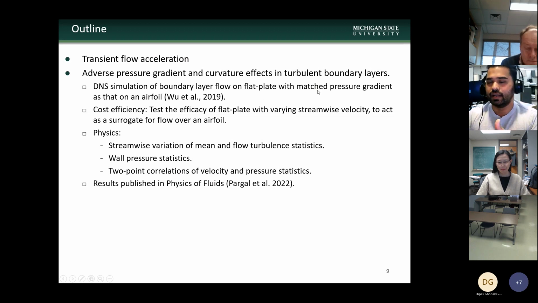That is, we carry out direct numerical simulations on a flat plate with matched pressure gradient on an airfoil. With matched pressure gradient, we basically pinpoint the curvature effects which are present in the airfoil, right? And to do it in a cost-efficient manner, which I'll discuss, I calculated the streamwise variation of mean and turbulent flow statistics, wall pressure statistics, higher order correlations, and we published this work in Physics of Fluids.